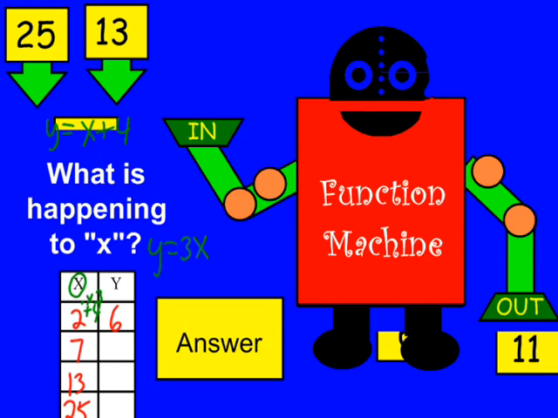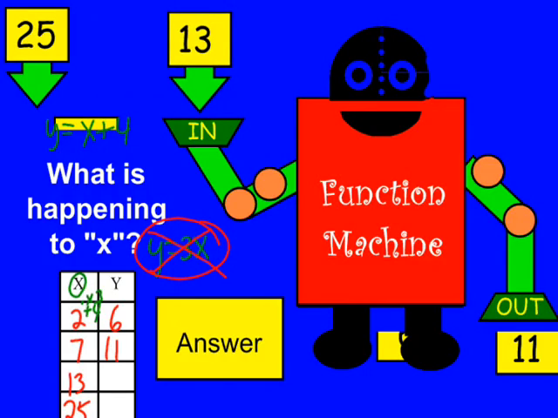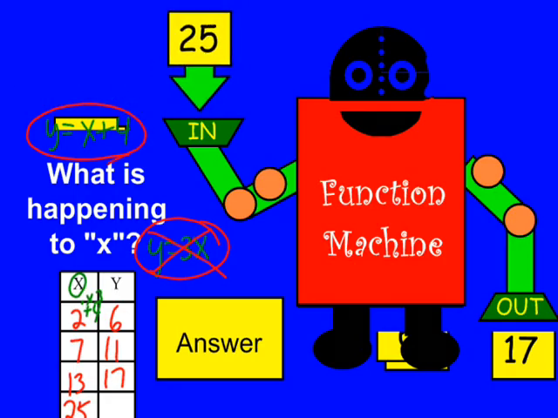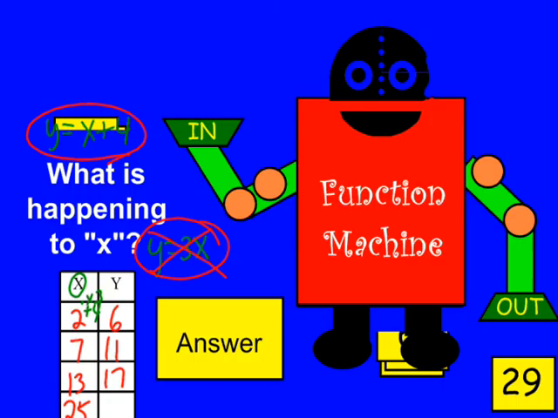Well, that clears things up a little bit. I know it can't be this one, because 3 times 7 would be 21. So it can't be that equation. It could be x plus 4. And if it is, then 13 should come out 17. Let's see if that happens. So I'll put 13 in, and out comes 17. So it looks like this is going to be our equation, or our function. So I'm going to put 25 in, and this should come out 29. And it does.